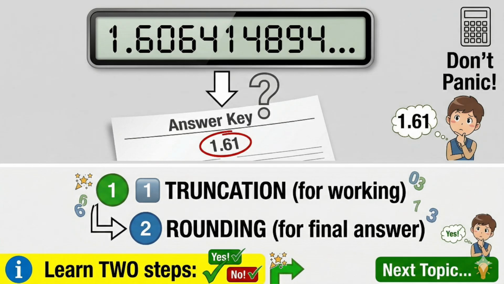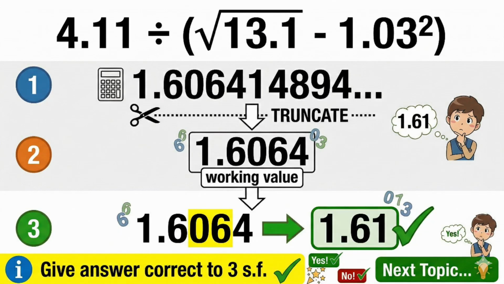Now let's talk about calculators. You type in a calculation and your calculator shows 1.6006414,894 and keeps going. But the answer key says 1.61. What happened? Don't worry. You're not wrong. You just need to learn 2 steps, truncation and rounding. Let me show you exactly what to do. Here's a real example. Calculate 4.11 divided by the square root of 13.1 minus 1.03 squared. Give your answer correct to 3 significant figures.